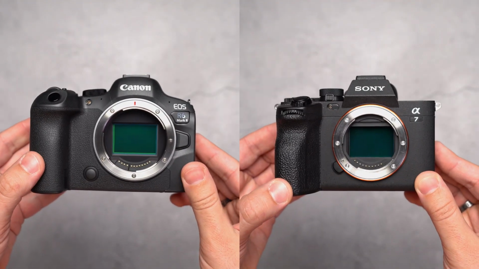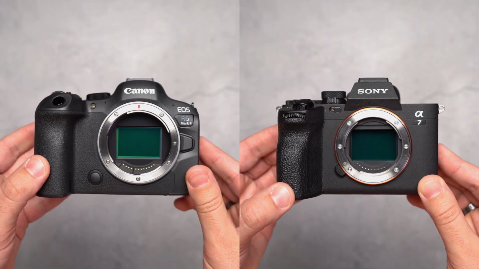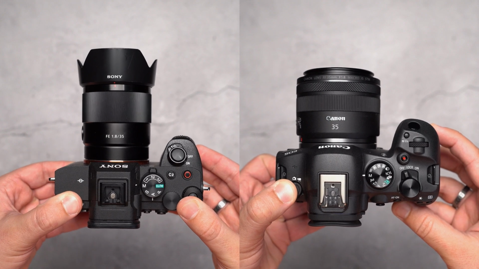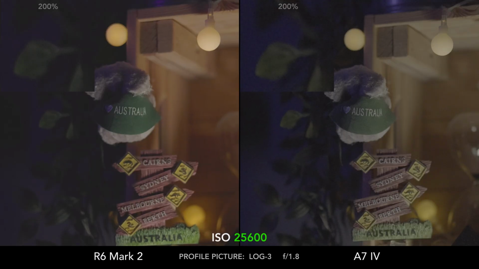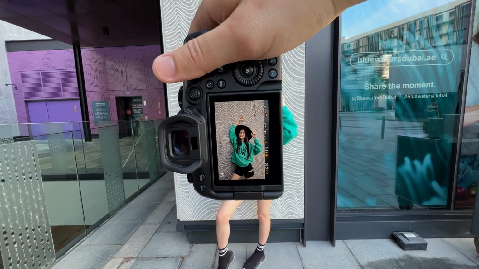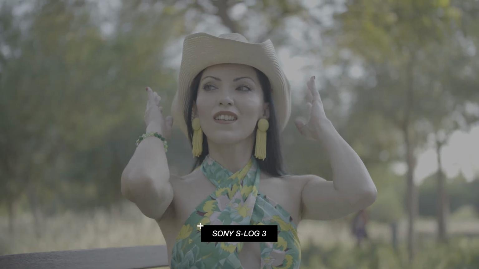This is part 3 of the review of Canon R6 Mark II versus Sony a7 IV, and in this part we'll have a look at the dynamic range and noise performance in low light condition at high ISO. In part 1 we discussed the photography side, and in part 2 we reviewed both cameras in video mode.